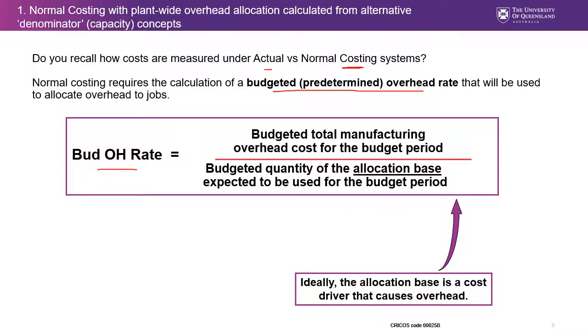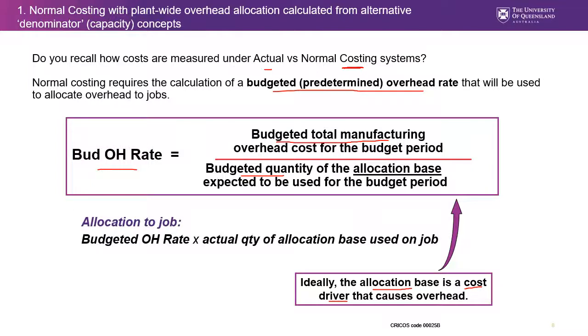So we calculate this budgeted overhead rate using the budgeted total manufacturing overhead costs divided by the budgeted quantity of the allocation base expected to be used for the budget period. And ideally that allocation base is a cost driver. What do we mean by that? It's a variable that causes the overhead costs to increase as it increases. When we allocate our overhead to a job, using normal costing, what we do is we take our budgeted overhead rate and times it by the actual quantity of the allocation base used on the job.